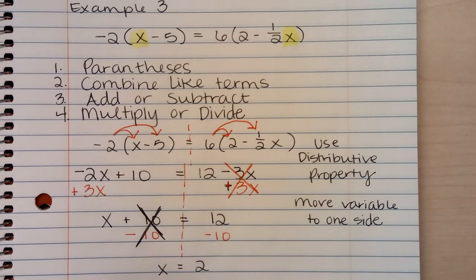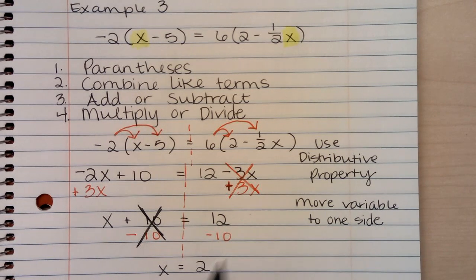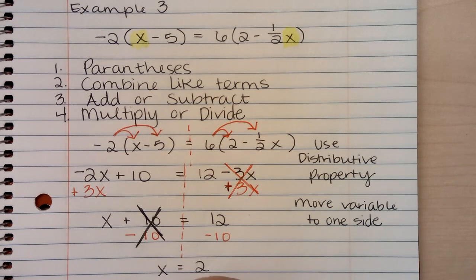So when I did -2 times 2 minus 5, I got 6. Oops, you can't even see me. Sorry about that.